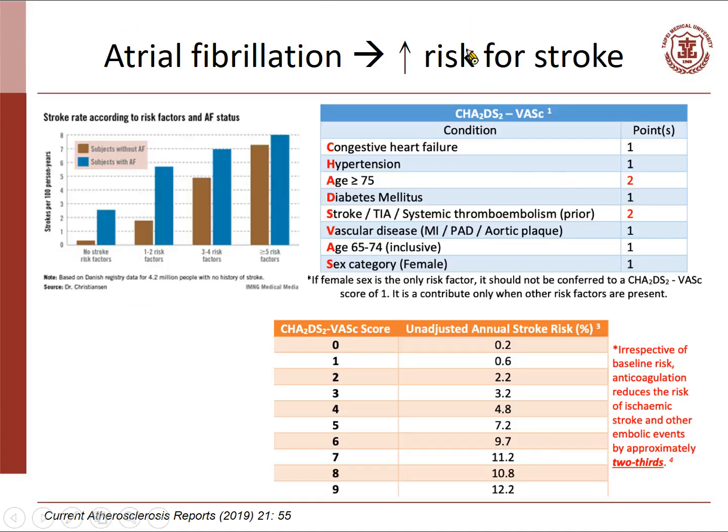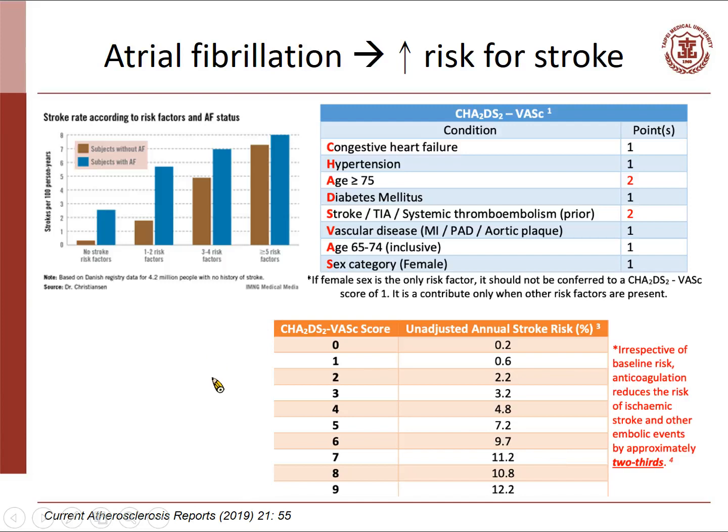So it can increase the risk of stroke greatly, according to the previous study. And there is a CHA2DS2-VASc score to calculate the risk of stroke when a patient has atrial fibrillation. If the score is greater than 3, there's a 3% annual risk of stroke. If 4, it's 4.8%. If the patient has a score of 6, there's about 10% annual risk for stroke.